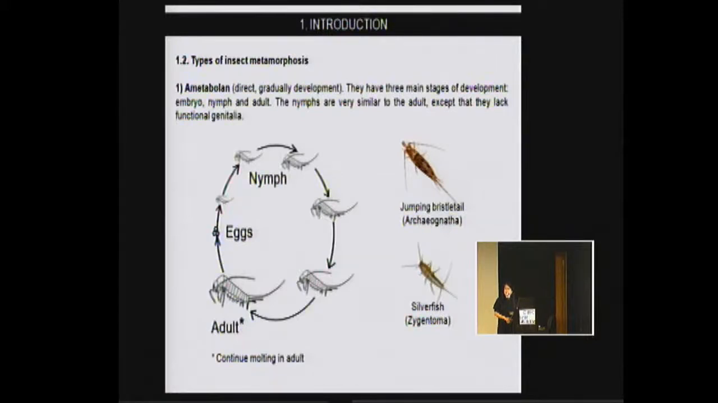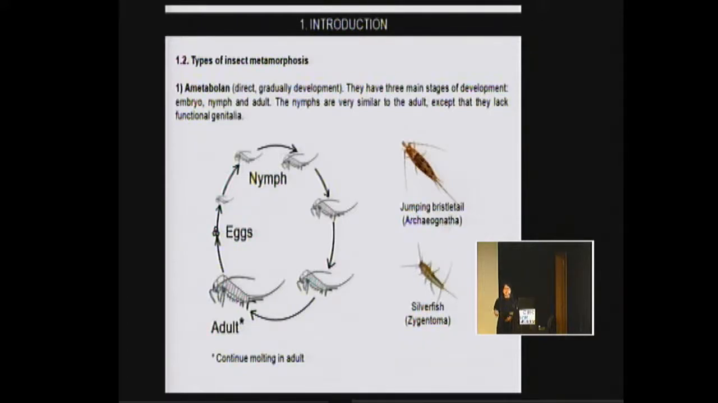For the post-embryonic development of insects, it can be classified into three groups. The first one, the ametabolan metamorphosis, the insects with direct development without any significant change in form during development. In this group, they have three main stages of development: the embryo, the nymph and the adult. So the nymphs are very similar to the adult, and they just lack the functional genitalia. So they increase in size by molting until reaching the adult state, and then they continue molting.